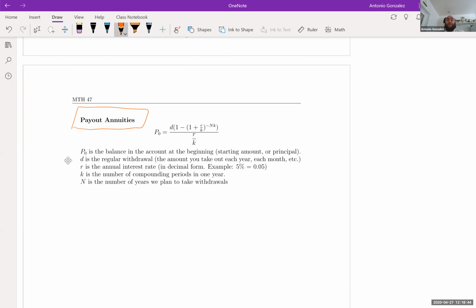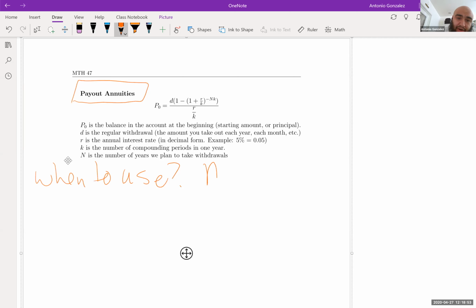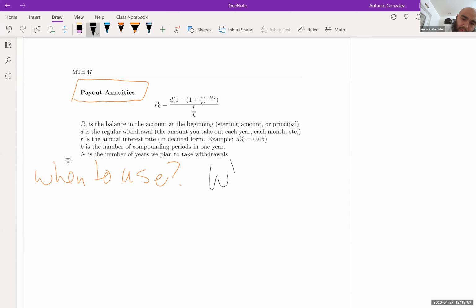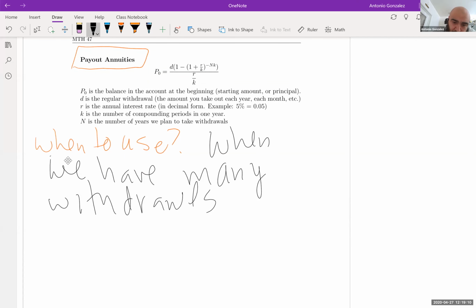Okay, so when to use it. All right, so we're going to use this when we have many withdrawals and no additional deposits.